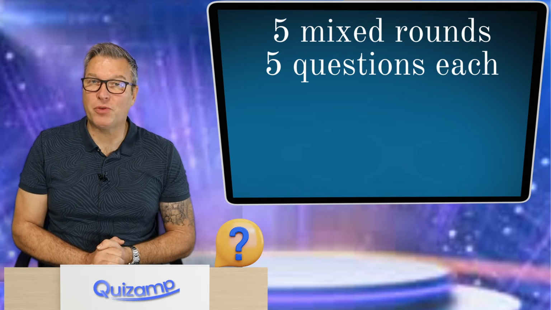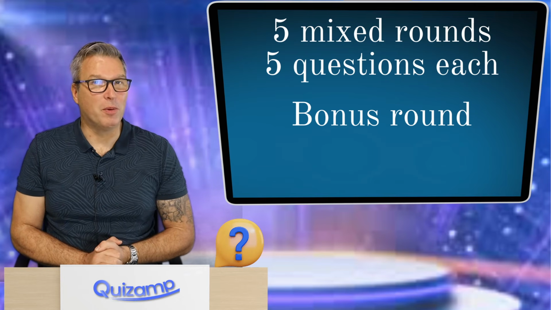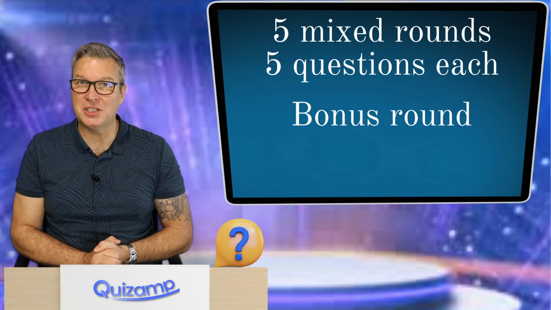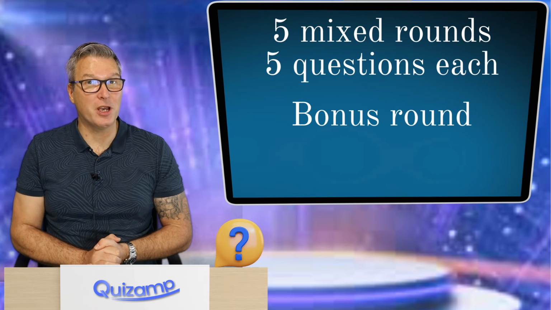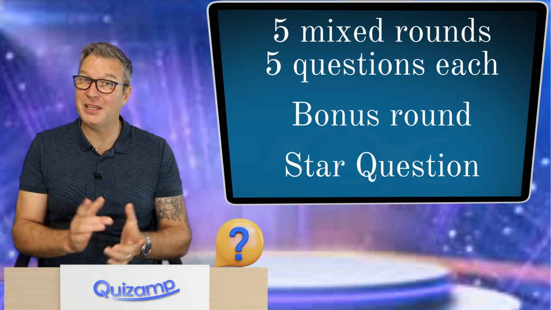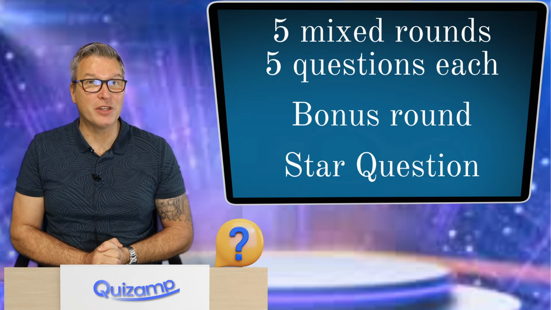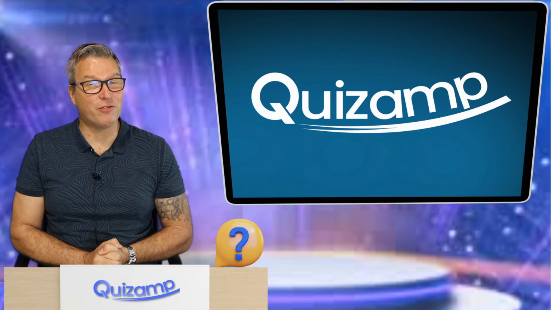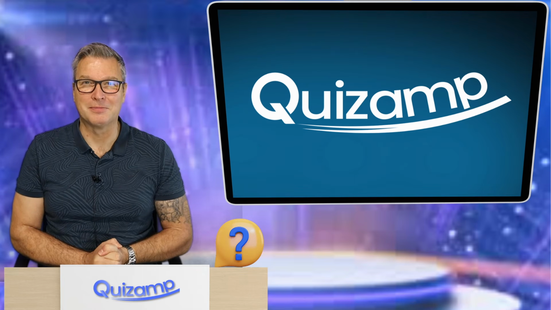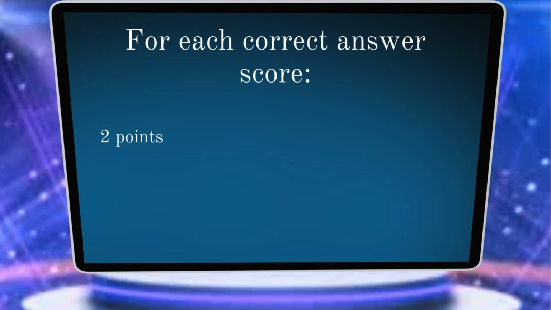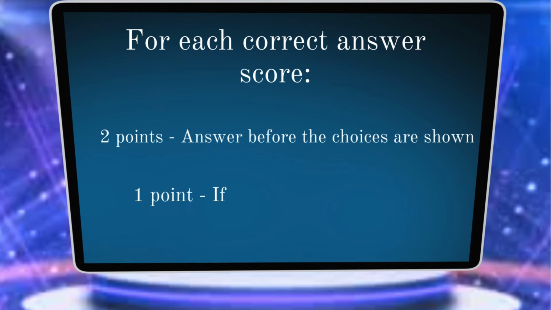You'll get 5 mixed rounds of 5 questions each, followed by 10 rapid fire bonus questions, and then if you've scored 30 points by then, you can take on and try and beat that star question. The scoring for this game is quite simple. For the first 5 rounds, it works like this. For each correct answer, score 2 points if you knew the answer before the choices were shown, or 1 point if you needed the choices.